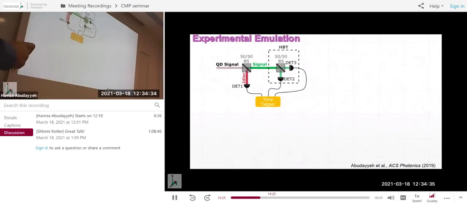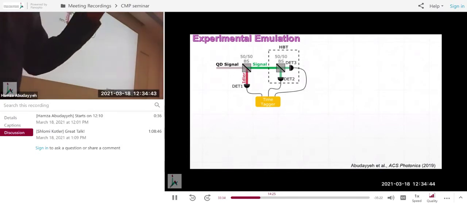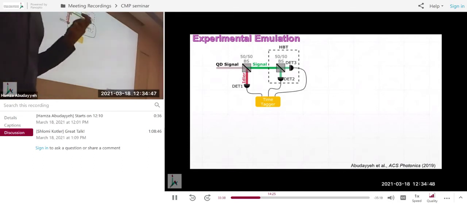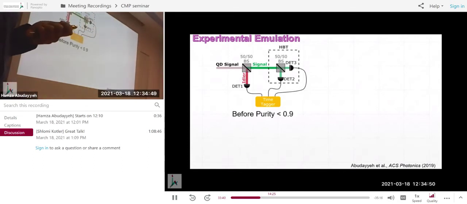And so, of course, there's no switching happening here. But what we do is, when we get all these time tags from the different detectors, we can emulate a switch on the data later on. So this is the post-processing step. And this tells us exactly how a switch would act.